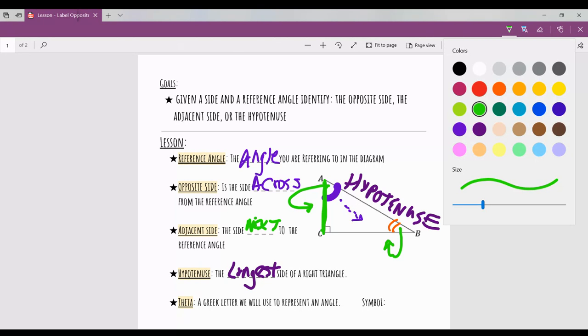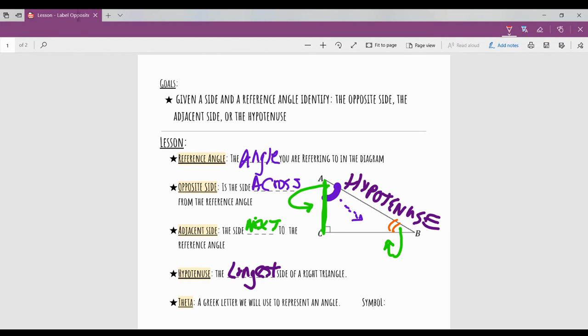So the last thing I want to talk about is the Greek letter theta. You could see a theta symbol, which is kind of like a circle with a line drawn through it. This we use in mathematics to represent an angle. So I just want to cover that as well in case you see that symbol.